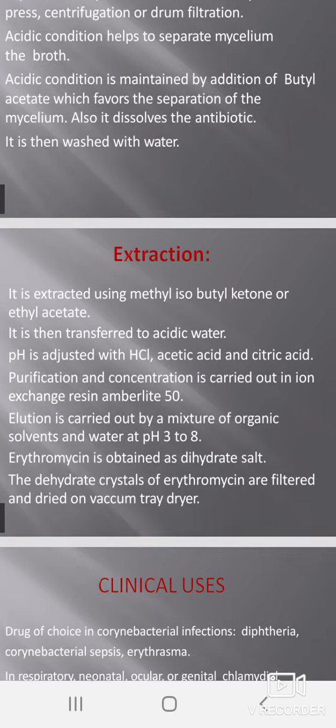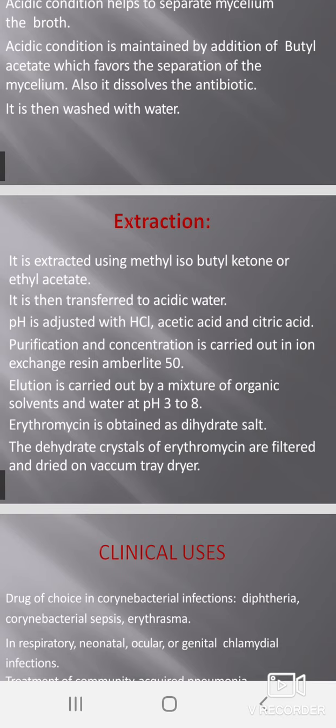Next, extraction. It is extracted using methyl isobutyl ketone or ethyl acetate. It is then transferred to acidic water. The pH is adjusted with HCl, acetic acid, and citric acid. Purification and concentration are carried out in ion exchange resin Amberlite 50. Elution is carried out by a mixture of organic solvents and water at pH 3 to 8. Erythromycin is obtained as a dehydrated salt. The dehydrated crystals of the erythromycin are filtered and dried in a vacuum tray dryer.